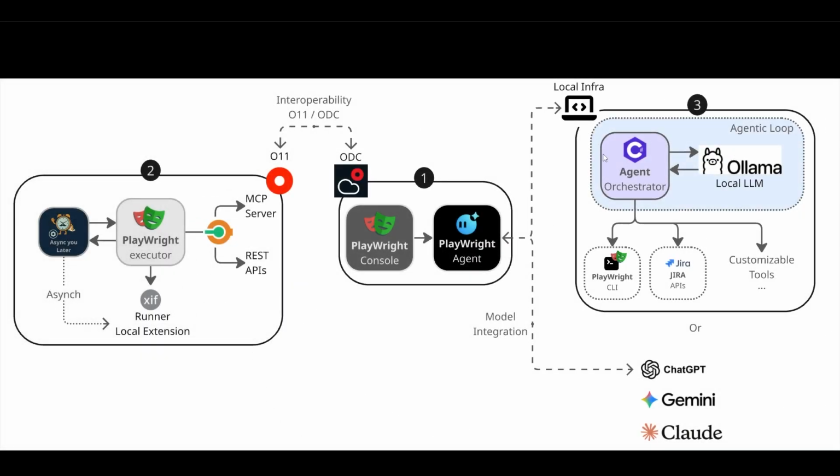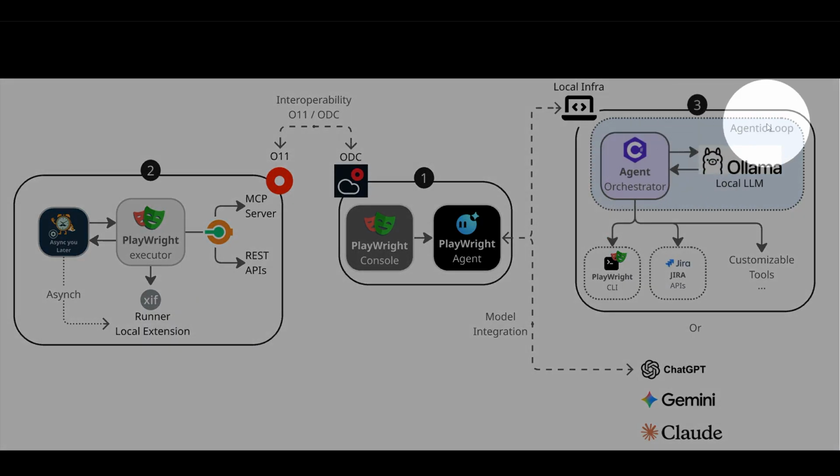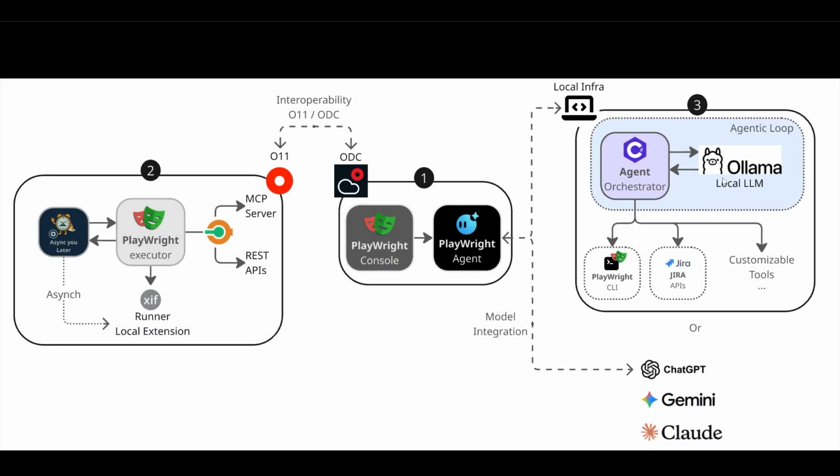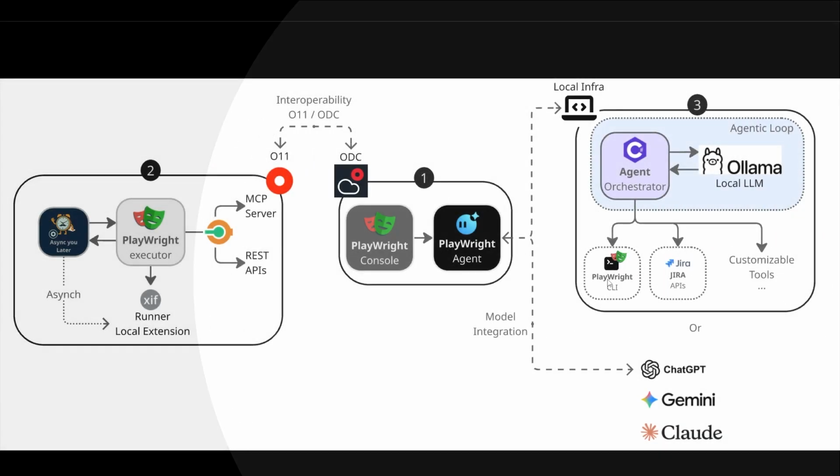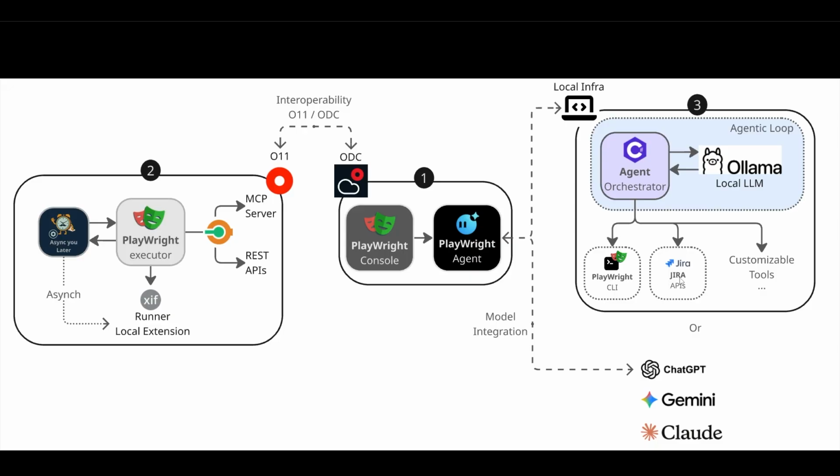In my case, I am using an agent orchestrator done in C# with an LLM that is running with Ollama. This is creating an agentic loop where I can add a little bit more determinism to my solution. We will talk about why I made it this way later, but for now, let's just keep in mind that this local infrastructure in my case has access to things like a Playwright CLI, REST APIs, any other customizable tools, and it is what is powering my agentic loop for better performance.